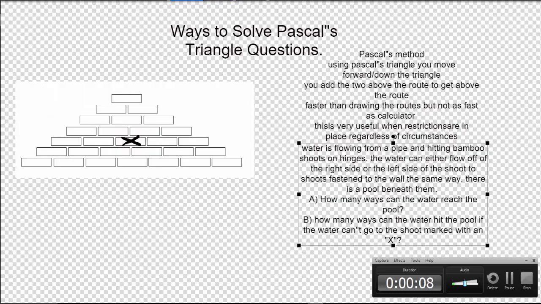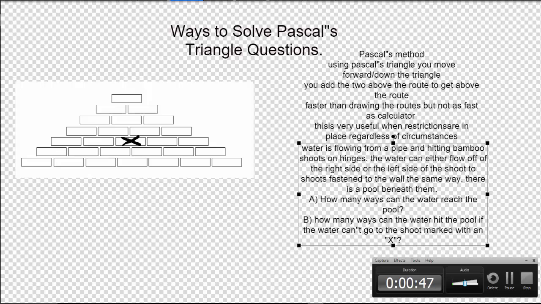The second way to deal with Pascal's triangle questions is the Pascal's triangle method. Using the Pascal triangle, as the name suggests, you move forward or down the triangle. To get the number of possible ways to get to a certain point, you add the two possible ways for the paths above it, and adding those two together gives you the total possible ways to get to the point. So this is a faster way than doing routes, but it's not as fast as a calculator. But unlike the calculator, this is very useful in all circumstances and all restrictions, regardless of anything.